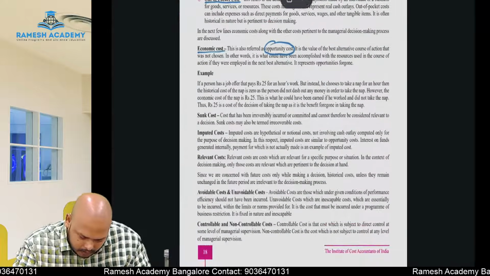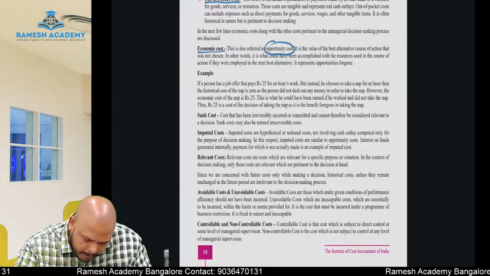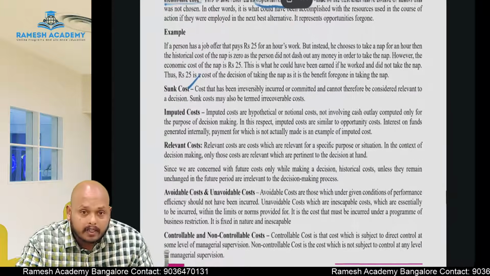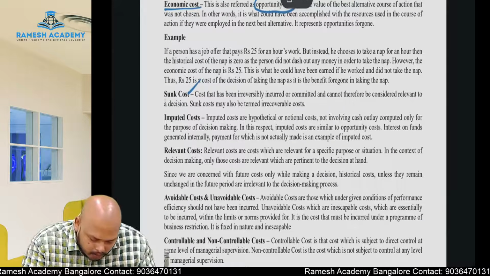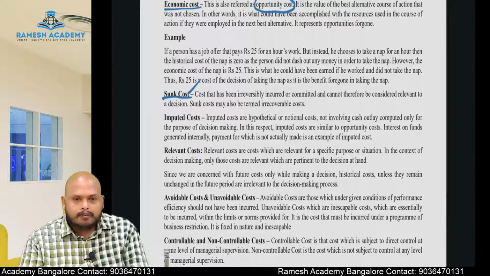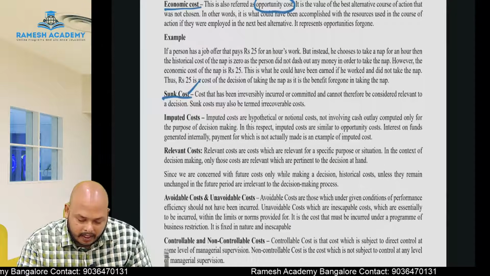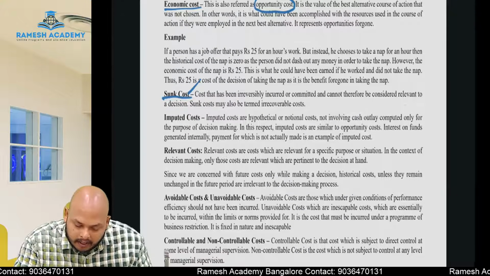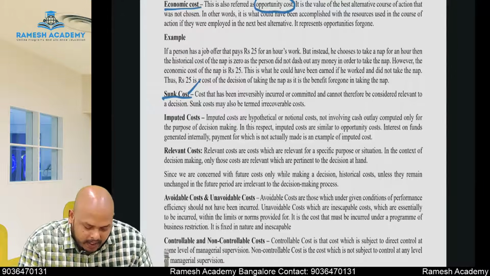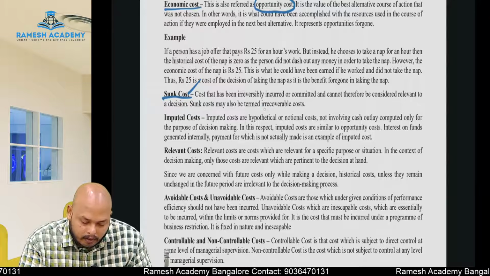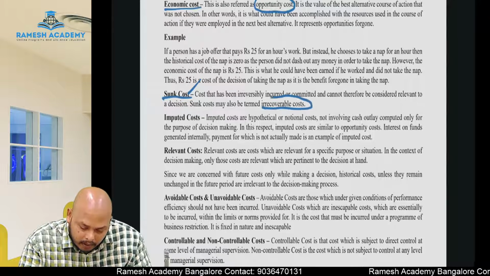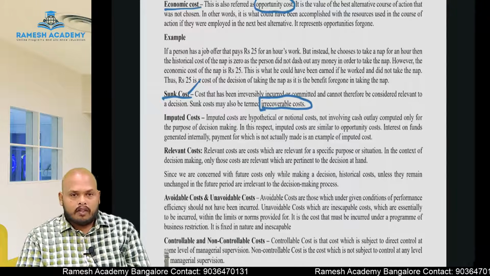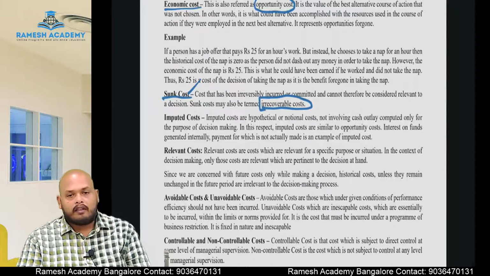Next, sunk cost. The next definition which we have here is sunk cost: the cost that has been irreversibly incurred or committed and cannot therefore be considered relevant to a decision. Sunk cost may also be termed as irrecoverable cost. I will tell you one example. This is also very, very important.